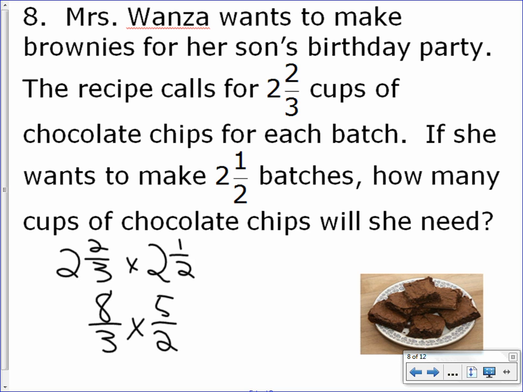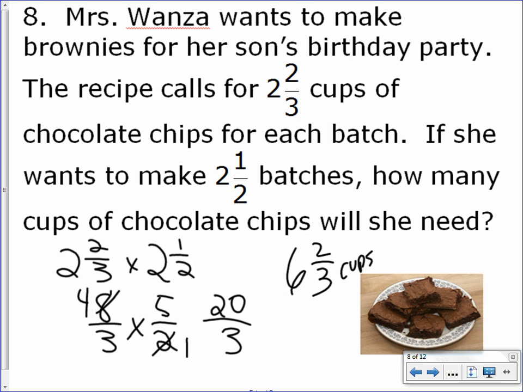I can cross reduce here. 2 goes into 2 once. It goes into 8 4 times. Now I'm going to multiply. 4 times 5 is 20. 3 times 1 is 3. 3 goes into 20 6 times with 2 left over. So your answer is 2 2/3 cups. I'm sorry, 6 2/3 cups.